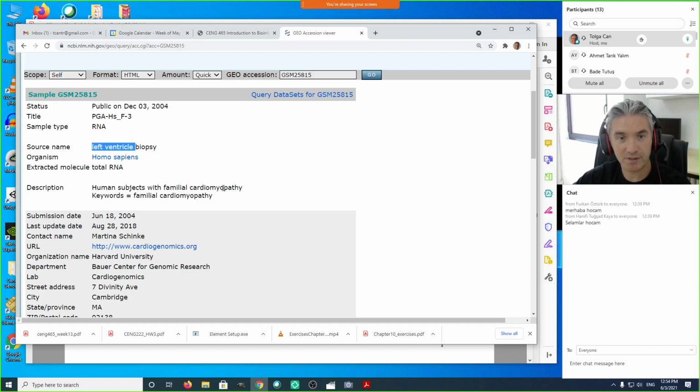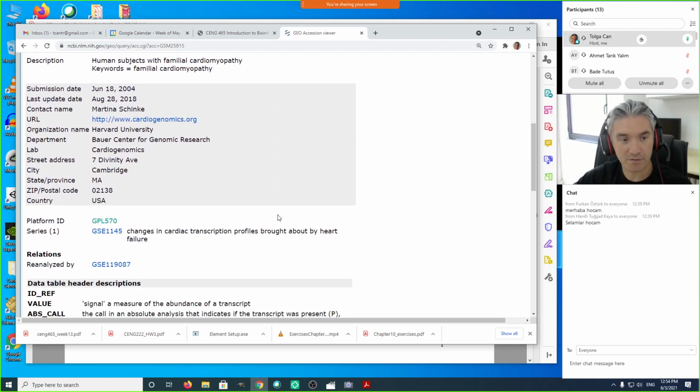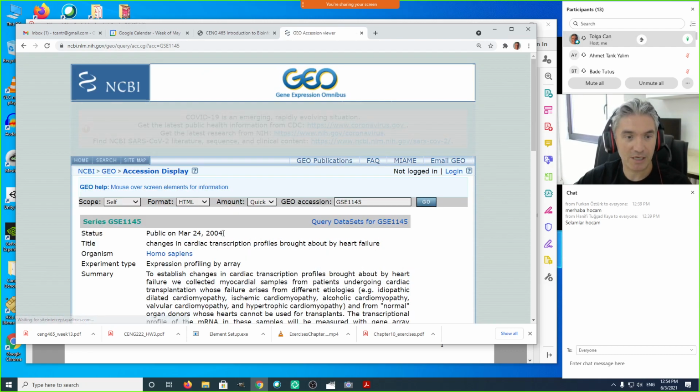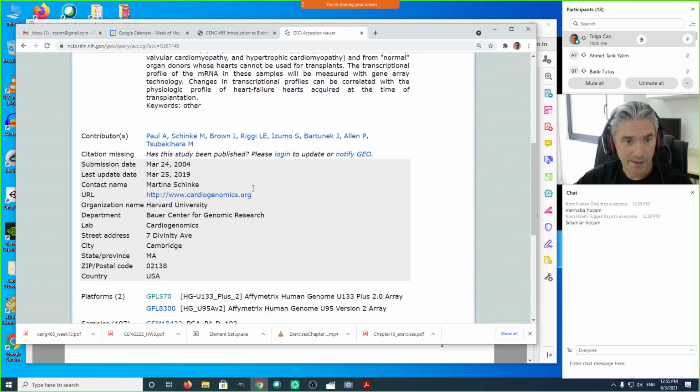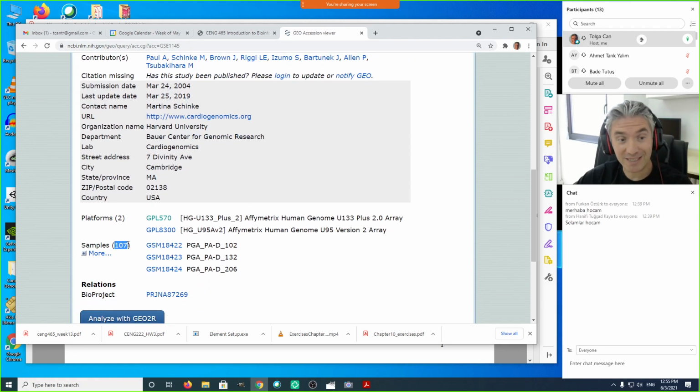And these samples, usually a number of them are used together in a biological experiment. And these experiments are organized in a series in this NCBI GEO. So here, this is the name of the experiment, GSE. It was conducted in 2004, and it contained 107 samples.